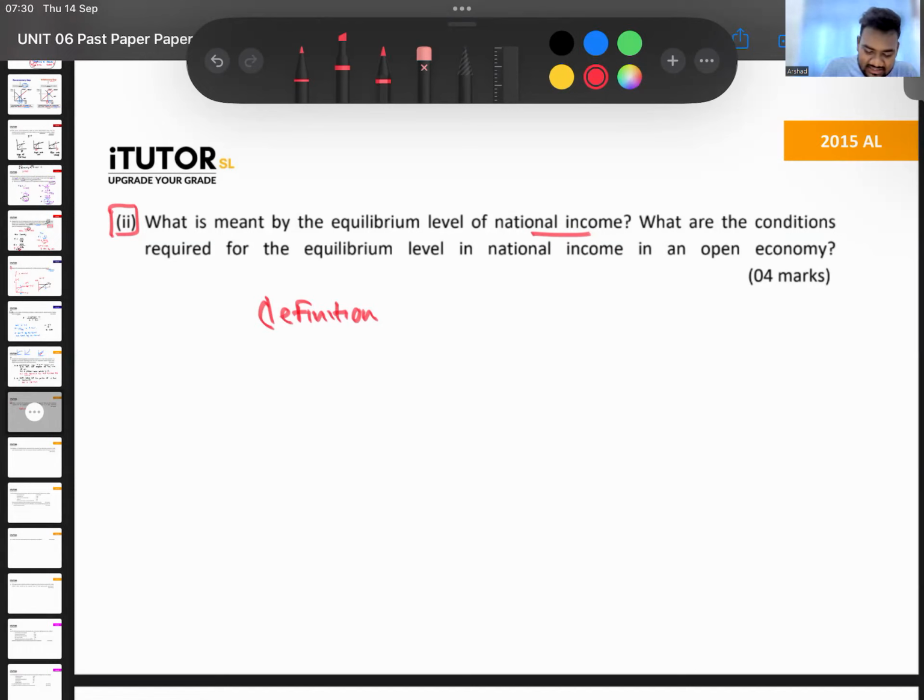Then what are the conditions? Remember the conditions I told you all. There are 3 conditions, and don't just write the conditions as Y equals Z, W equals J. Properly tell what the conditions are. Okay. Total, how do you say Y equals Z? You can say total output equals the total expenditure. Can you also say it in terms of demand and supply?